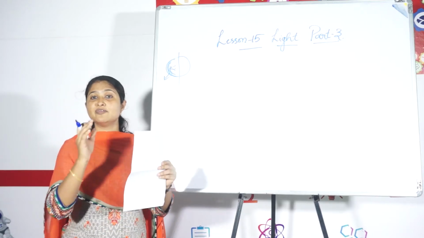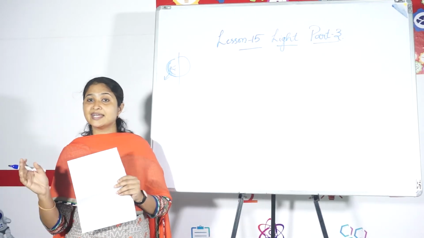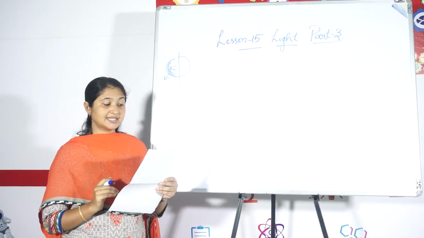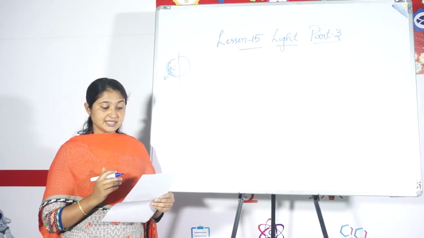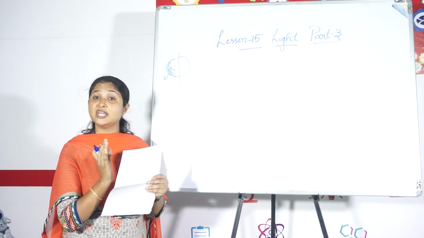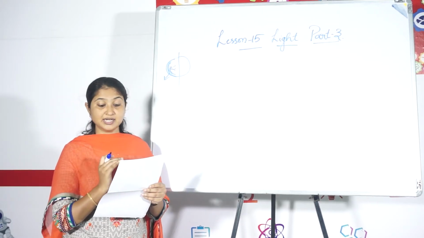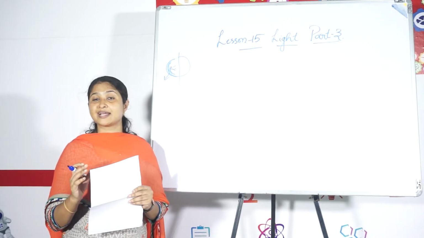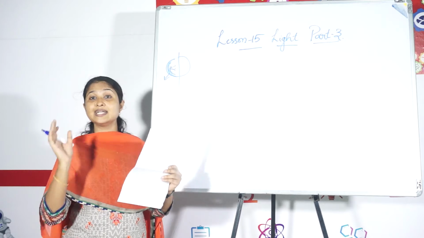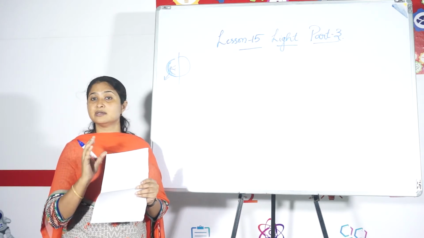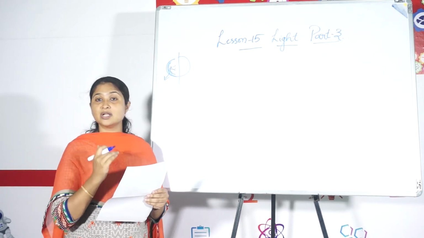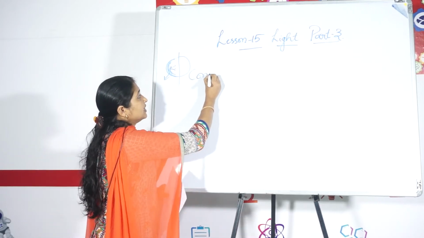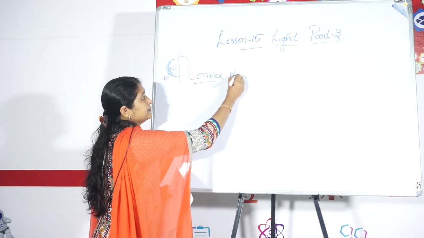Real image means when you put a screen behind it, you can take that image on the screen. Then, when the object is placed very close to the concave mirror, the image formed is virtual, erect and magnified. Magnified means you can see it bigger than the normal one. Now we are going to study about the convex mirror.